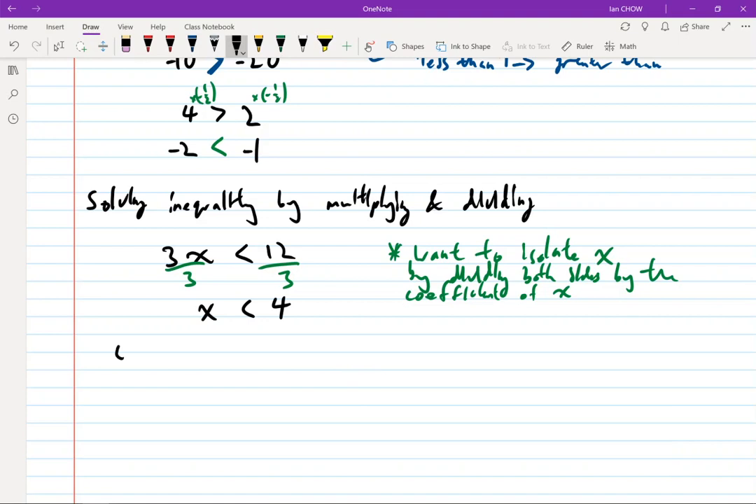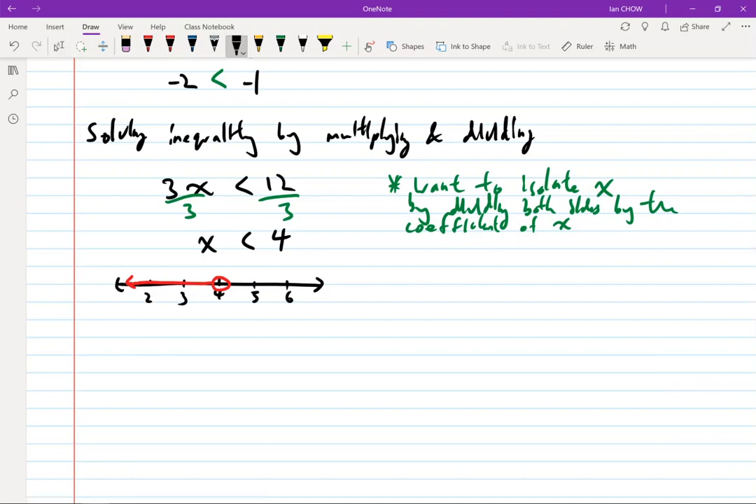And then if we're going to graph this on a number line, let's just put 4 in the middle. 4, 5, 6, and then 4, 3, 2. And then we're going to have a less than. Less than means it's going to be a hollow dot because it's not including 4. And then I'm going to point to the left side because we want all the values that are left of 4, which is less than 4. So that's how we graph this and solve this. Now let's do another example.